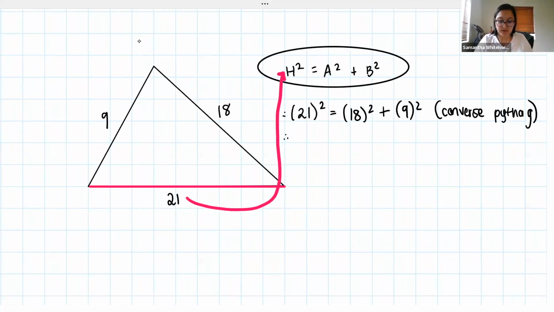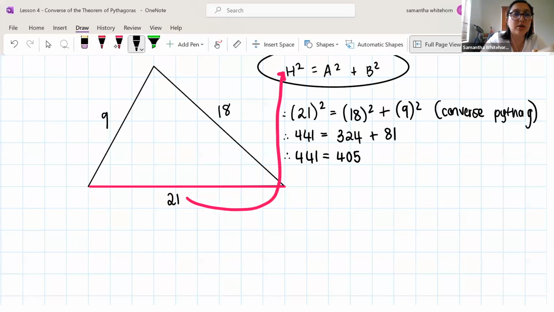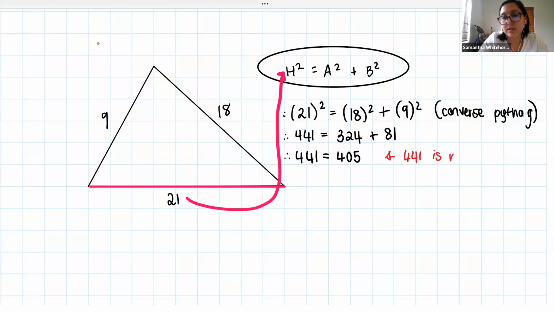Alrighty, now we go and simplify. So 21 squared is 441. 18 squared is 324. And 9 squared is 81. Okay, now I can't do anything more on the left. It stays 441. But I can add together the two numbers on the right. So 324 plus 81 gives me 405. Now, guys, those two numbers are very clearly not equal, right? 441 is not the same as 405.